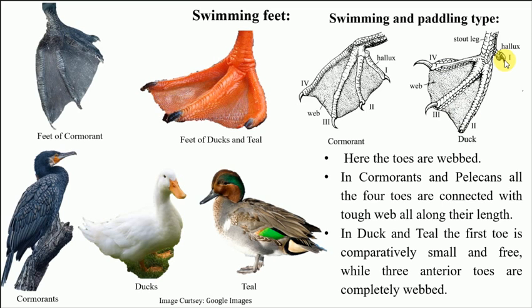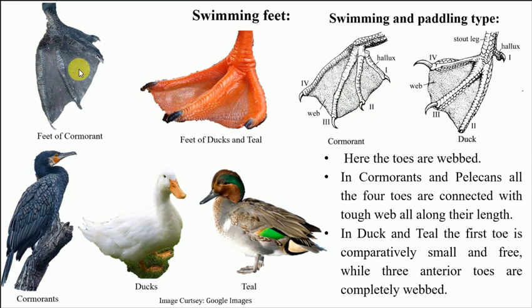Now here in case of the swimming and paddling feet, the toes are webbed. In cormorants and pelicans, all the four toes, so here in the diagram you can see all the four toes are connected with one another by the tough web all along their length, and the web is complete.